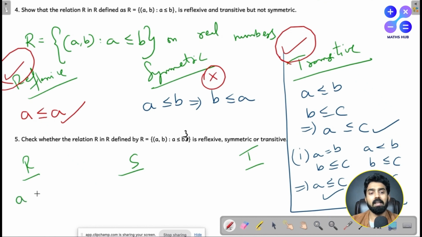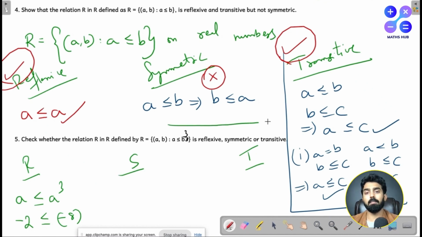So the question is, is a less than or equal to a cube? It might seem like it is, but if you check for negative numbers, let's say for example minus 2, is minus 2 less than or equal to its own cube? Minus 8 is the cube of minus 2, right? So minus 8 is actually smaller than minus 2, if you think about the number line, right? 0 is here, minus 2 is here, and minus 8 is further left. So minus 2 is actually greater than minus 8, and this does not hold true, right? So this means it's not reflexive.